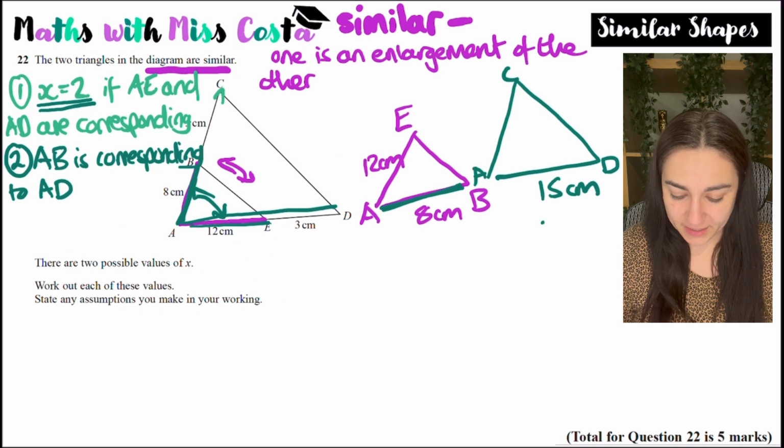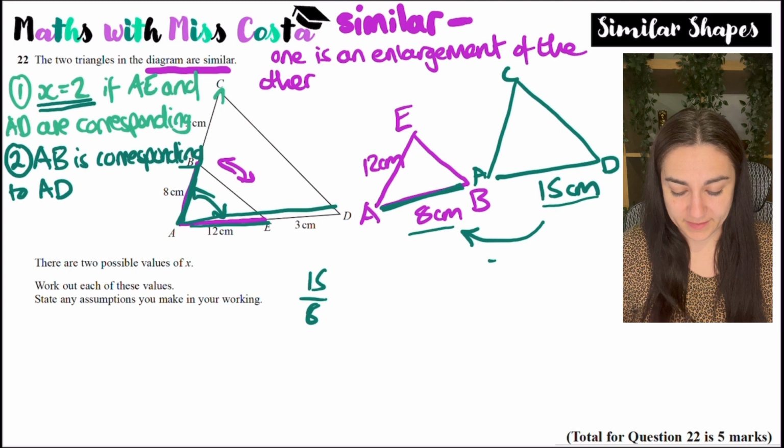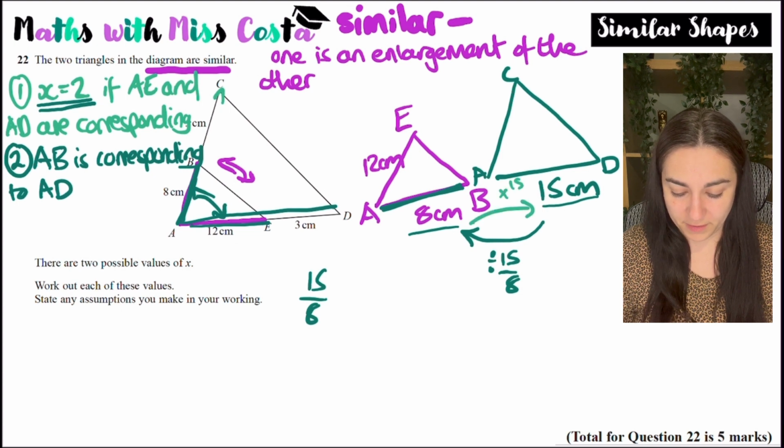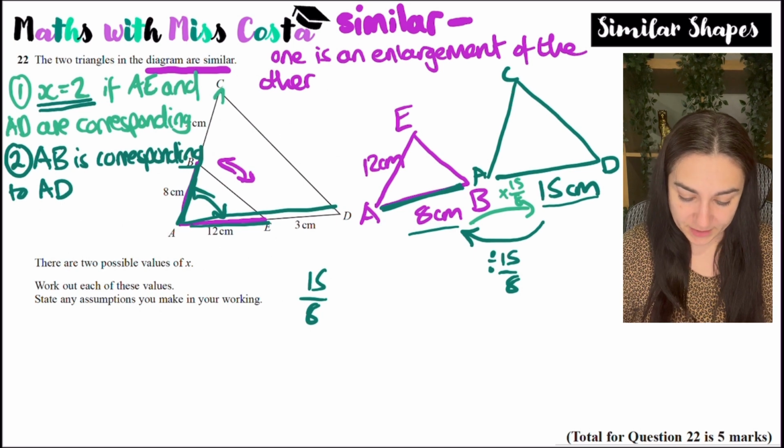So therefore, let's work out our scale factor. Well, how could I work out the scale factor? I'd have to do 15 over 8. The scale factor is 15/8. So to get from this shape to this shape, I would divide by 15/8 and do the reverse. To go from the smaller shape to the larger shape, I'd multiply it by 15/8. Okay, so my scale factor of enlargement is 15/8.